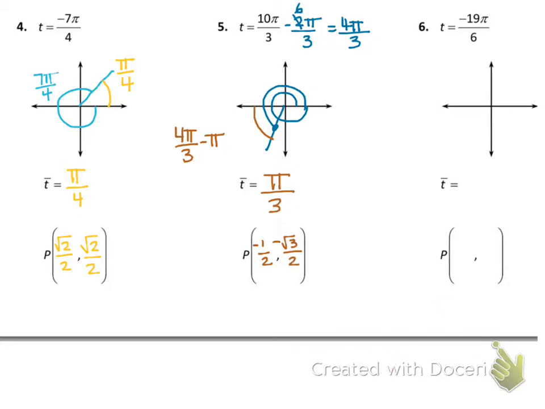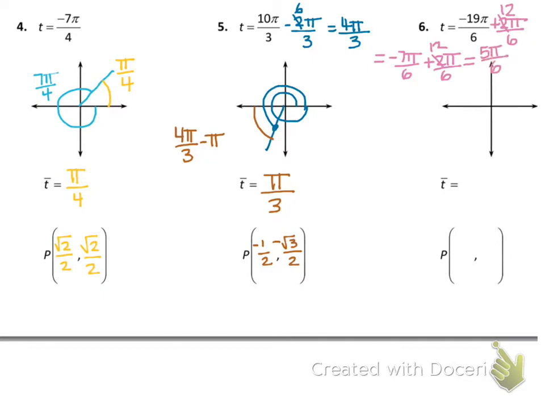Negative 19 pi over 6. Okay, so since it's negative, I'm going to add 2 pi to it. And when I do that, I still get negative 7 pi over 6. So I have to add another 2 pi to it. And when I do that, I get 5 pi over 6.